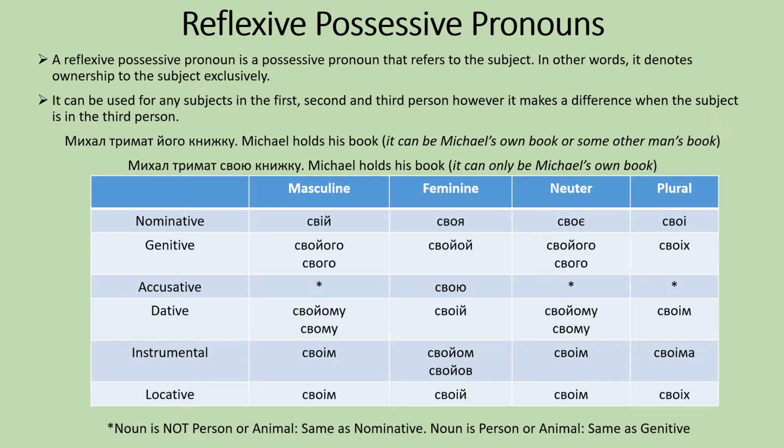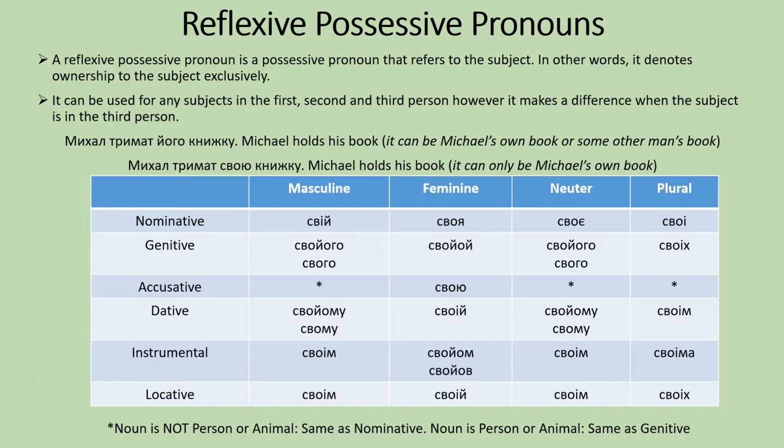Reflexive Possessive Pronouns. A reflexive possessive pronoun is a possessive pronoun that refers to the subject. In other words, it denotes ownership to the subject exclusively. It can be used for any subjects in the first, second, and third person. However, it makes a difference when the subject is in the third person.